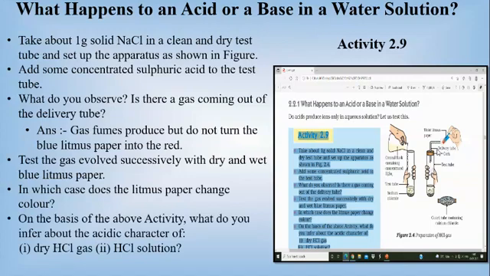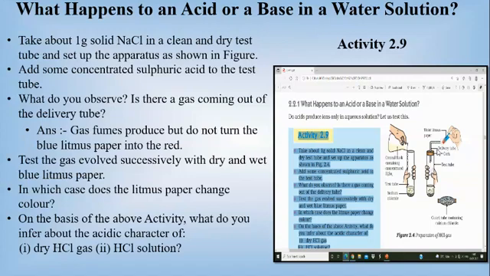On the basis of the above activity, what do you infer about the acidic character of dry HCl gas and HCl solution? So this is a simple activity. Let us check it again. We have taken 1 gram of sodium chloride, then added sulfuric acid. When you add sulfuric acid to sodium chloride, HCl gas is released. Now that HCl gas is treated with dry litmus paper and wet litmus paper. Both litmus papers should be blue. So what do you observe?